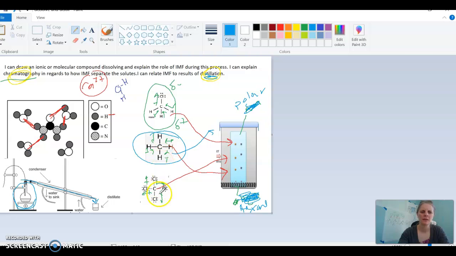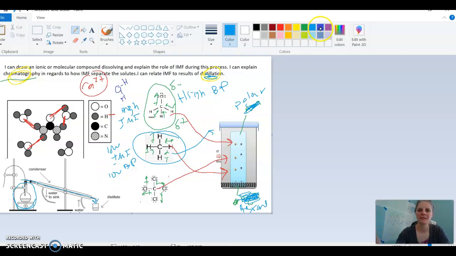So if I look at these three things, the one that will be the easiest to boil will be the one that has the lowest IMFs. The lowest IMF is this middle one, and my highest IMF would be the polar one. Sorry, that handwriting is terrible. And so the higher the IMF, the harder it is to boil because it's attracted to its friends. In order to boil, it has to become a gas and be completely separated from its friends. So therefore, the high boiling point will be my top one here. And my low boiling point will be my low IMF one, which is down here.